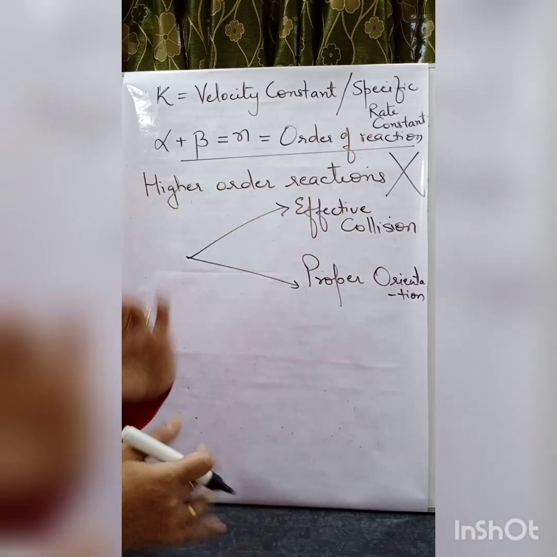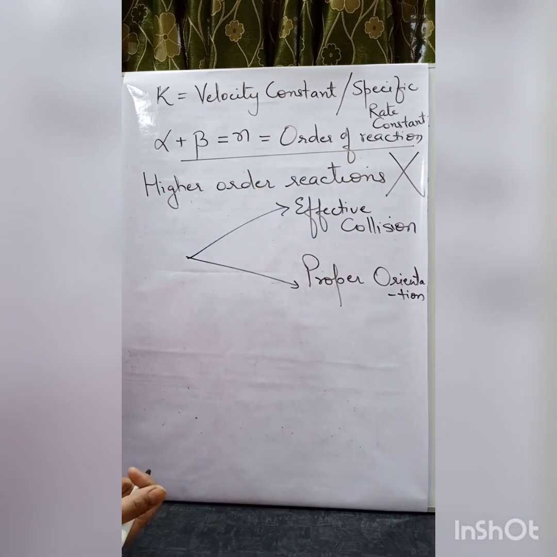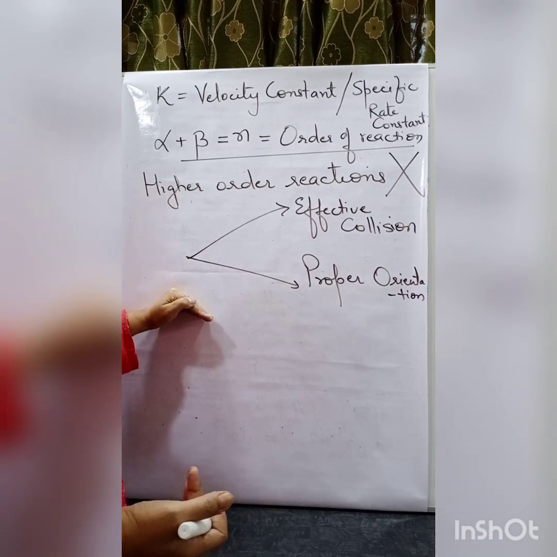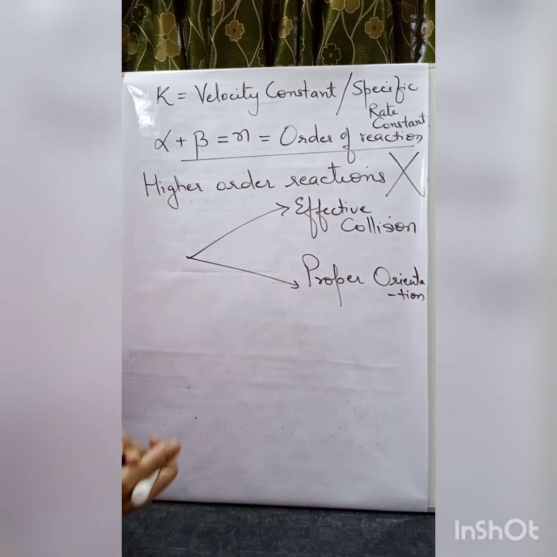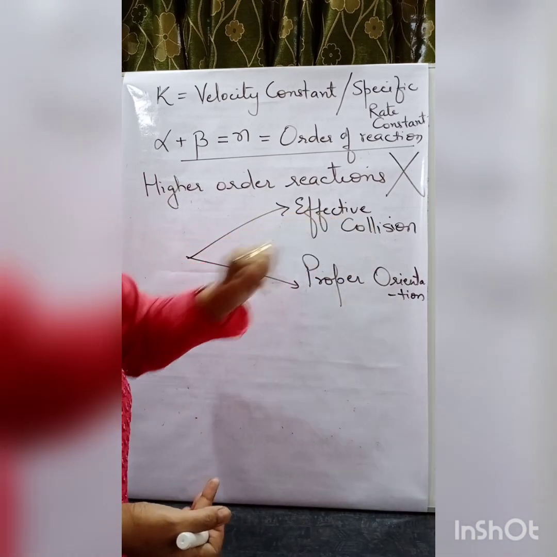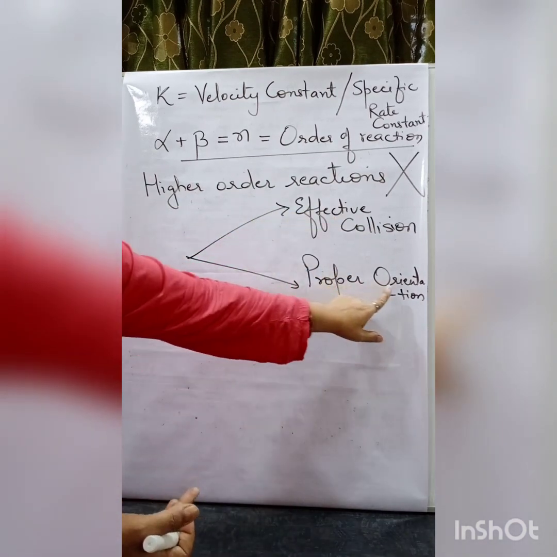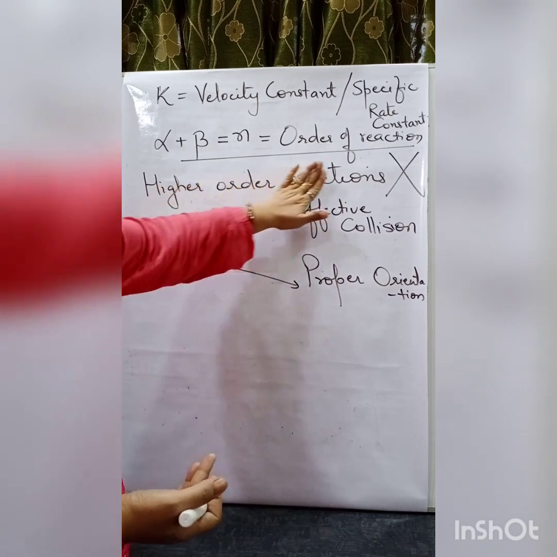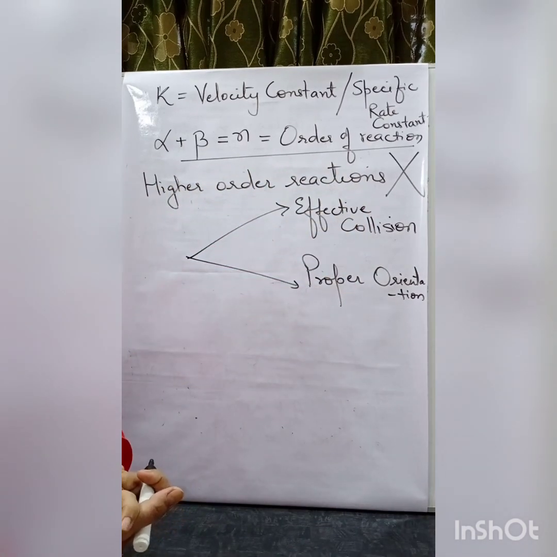Higher order reactions are practically impossible. Now why do we say that? When the concentration is more, there is overcrowding of molecules. And when there is overcrowding of molecules, what will happen? There will be less effective collision, and the collision will also not take place with proper orientation. That is why higher order reactions are practically impossible in chemistry.